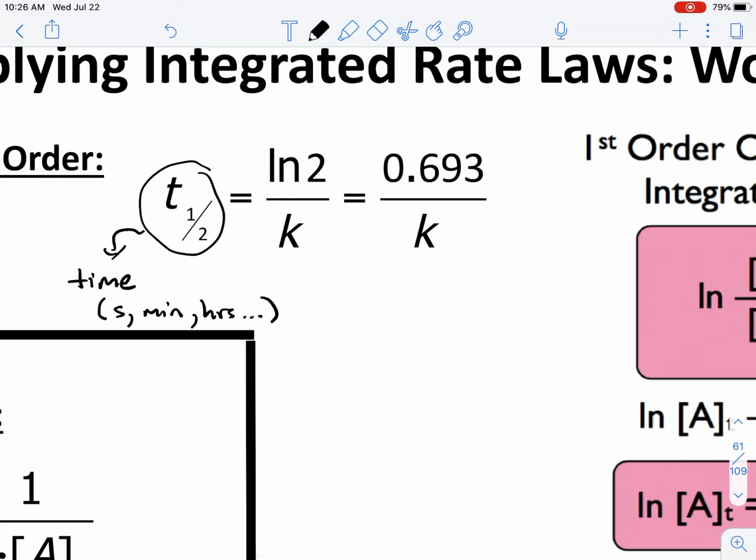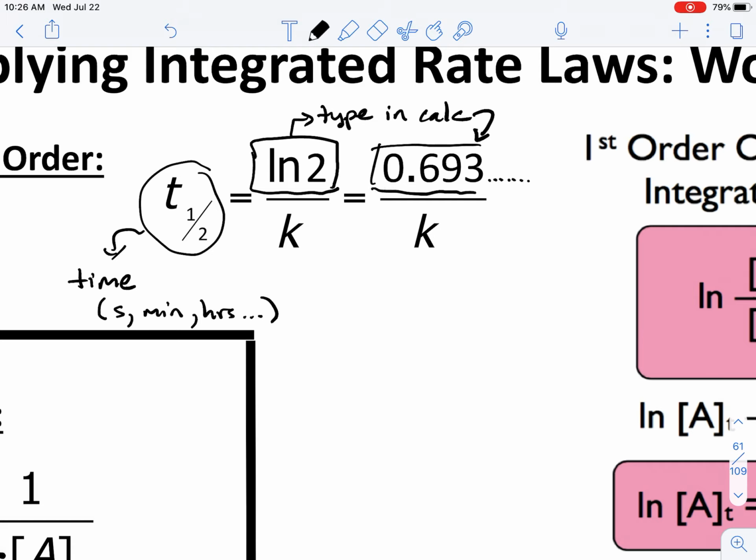And so natural log of 2 is something that you guys can just type in the calculator. And what you guys will get is essentially this number. I do want to let you know that there are a whole bunch of other digits past the 3. So sometimes for precision, you guys should just type in natural log of 2 and press enter and then divide that by the rate constant K if you are trying to determine the half-life, or the amount of time it takes for the reactant to reach half of its original value.